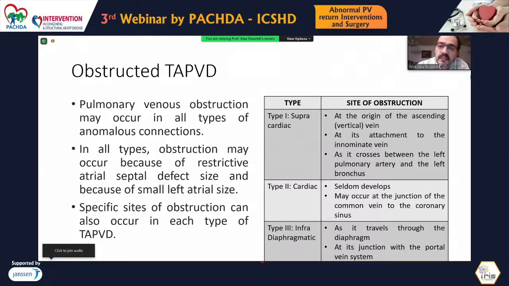In type 2, obstruction seldom develops, but it can occur at the junction of the common vein to the coronary sinus. The infradiaphragmatic type can show obstruction as it travels through the diaphragm, and obstruction can also occur at the junction with the portal venous system.